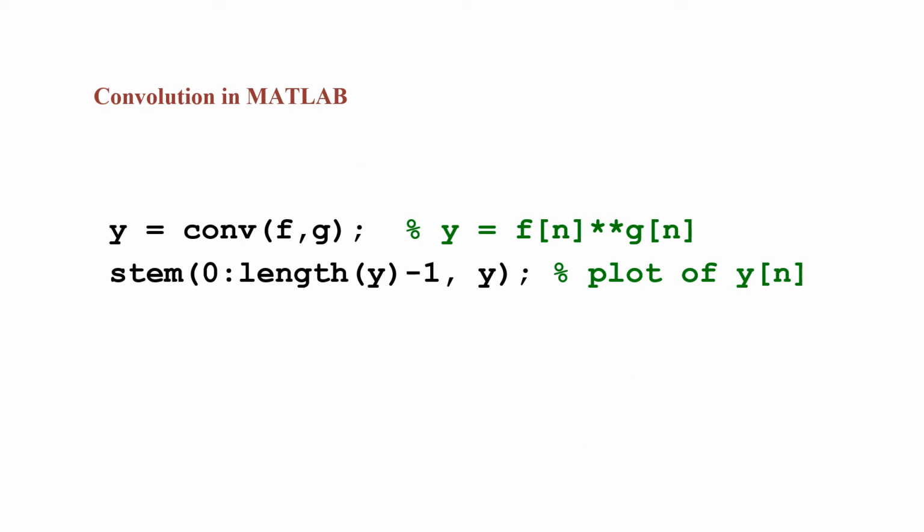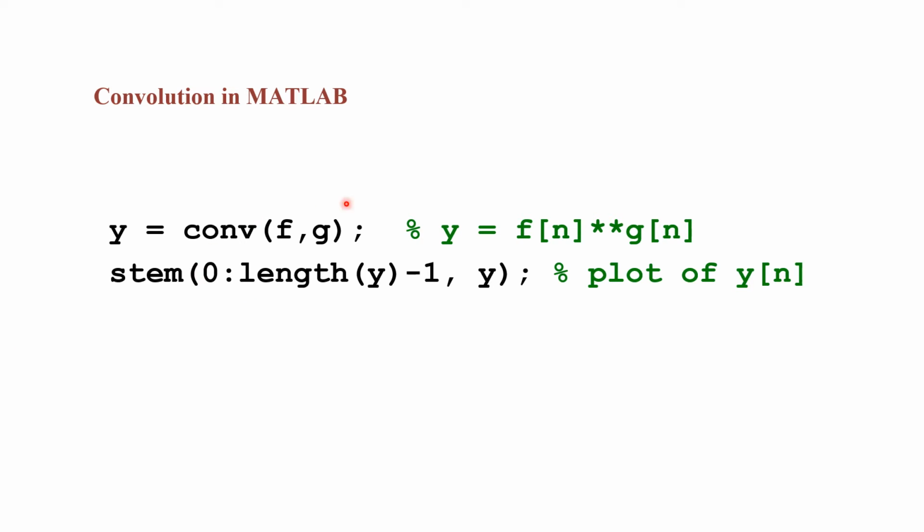So convolution in Matlab can be obtained using the conv function, which simply takes two inputs, which are the signals that you want to convolve together, and it will give you the output of the convolution. So this is an example of convolving two signals, f and g, and then plotting the output using the stem function, which is used to plot discrete signals.